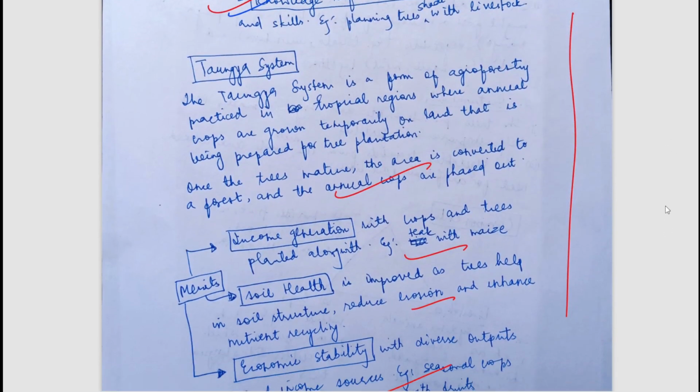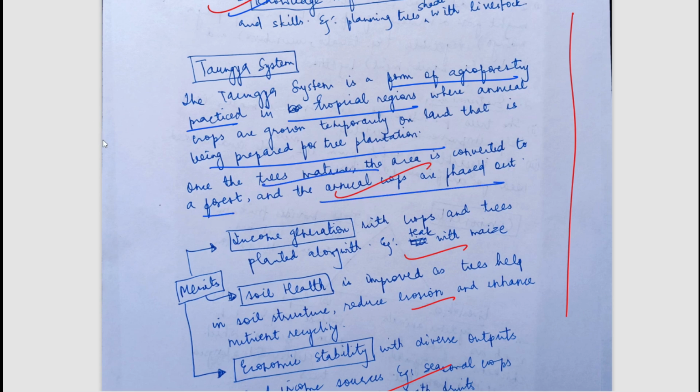Now the second part of the question was asking about the Taungya system, its merits and demerits. The Taungya system is nothing but a form of agroforestry practiced in tropical regions where annual crops are grown temporarily on land that is being prepared for tree plantation. Once the trees mature, the area is converted to forest and the annual crops are phased out. So what happens when the trees are planted? The trees are small enough and there is enough space in which crops can be grown. So this is what the Taungya system is. And when trees mature, these crops are removed.